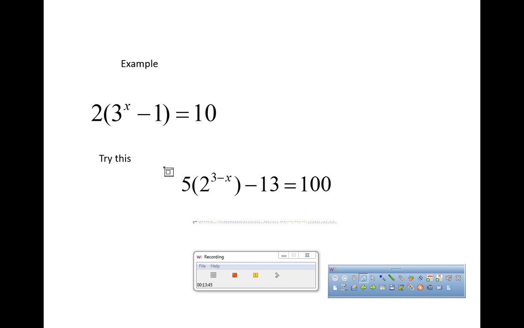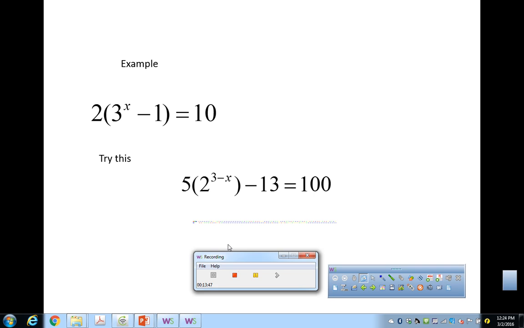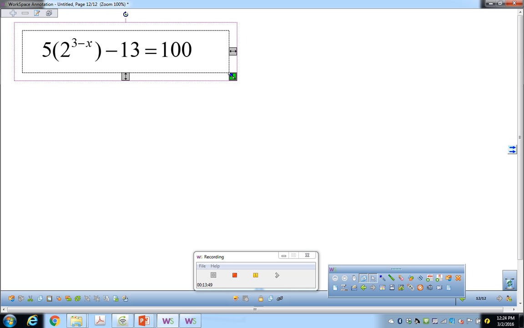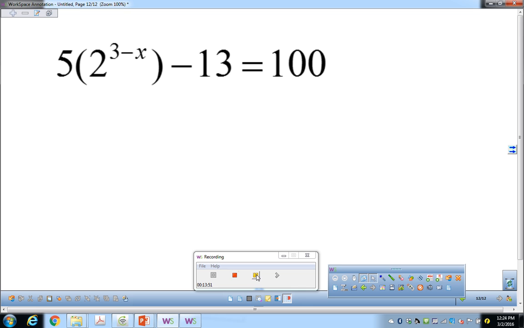Because it is. Because you guys are pretty good, okay? So this one's a little bit tricky, but give it a shot.